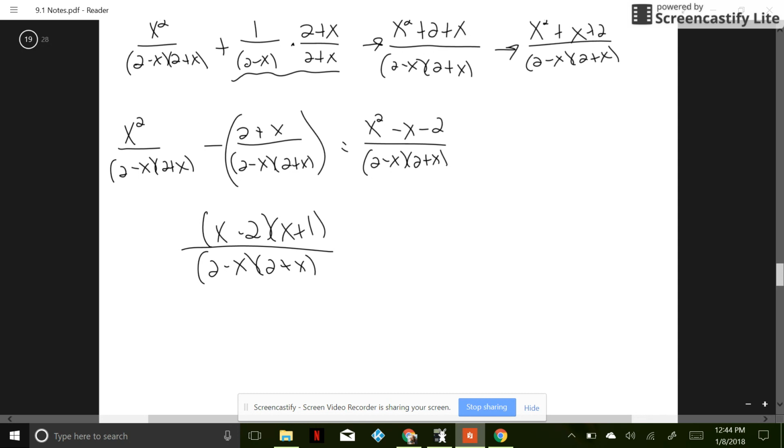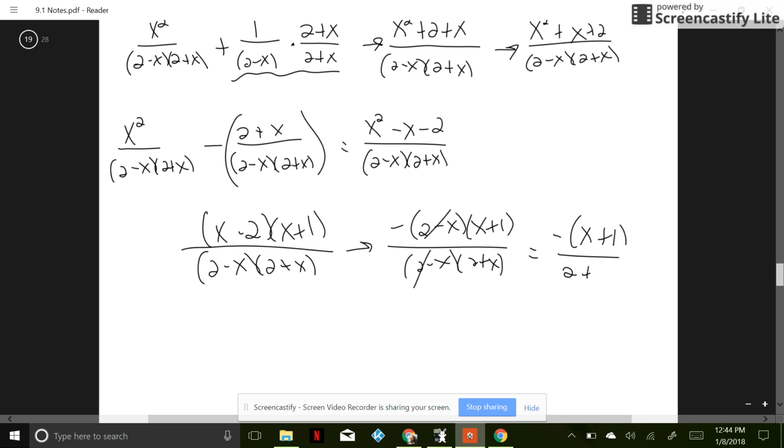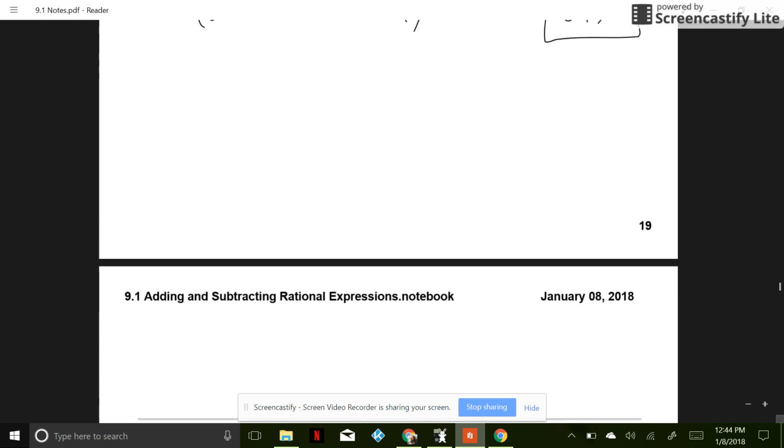So if we factor out a negative from the numerator, we'll get 2 minus x, and then the x plus 1 over 2 minus x, 2 plus x. So now we can see we can actually divide out those 2 minus x's. Now we're going to be left with negative x plus 1 over the 2 plus x. And that's going to be our simplified answer here once we have divided out parts of our fraction.